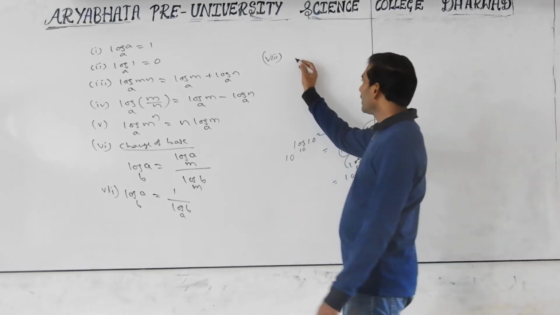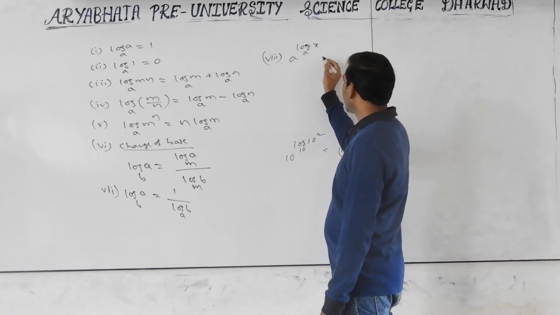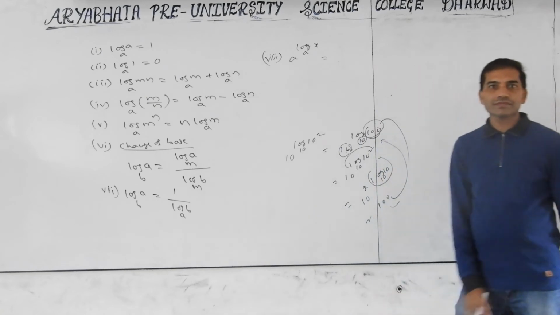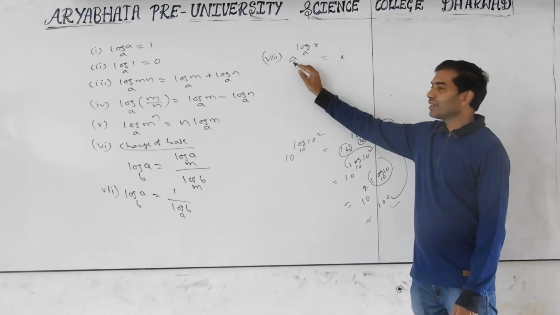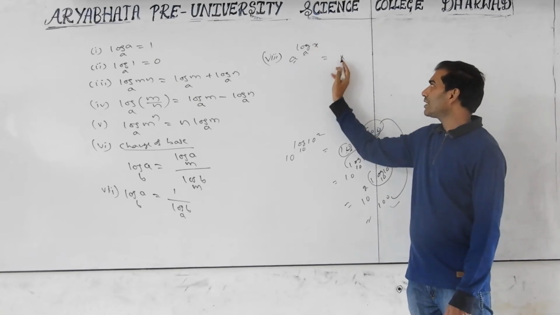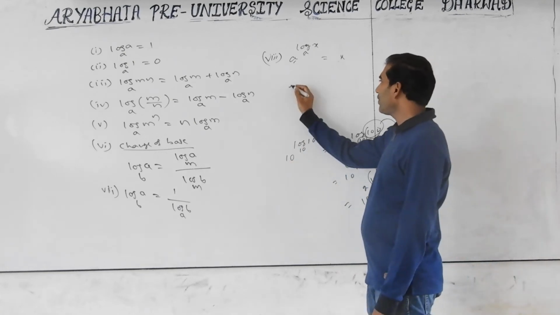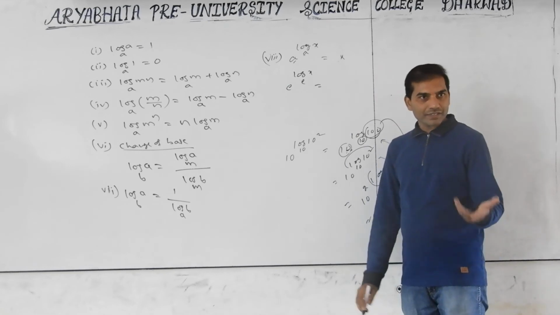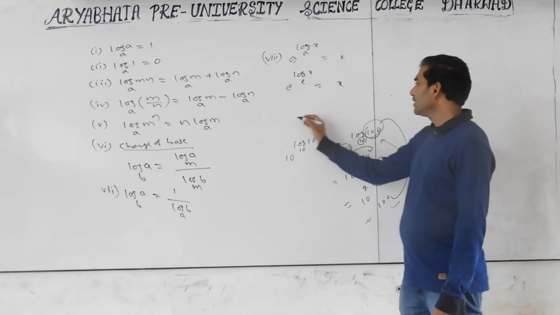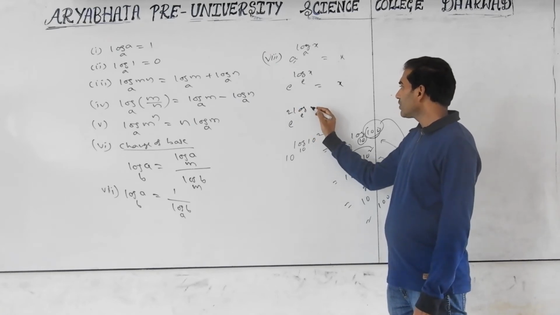That means a power log of x base a equal to x. Why? Because both are the same. The most important formula: e power log of x base e equal to x. Are you following?